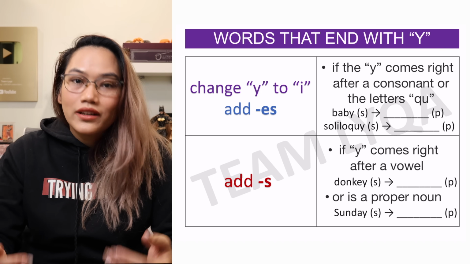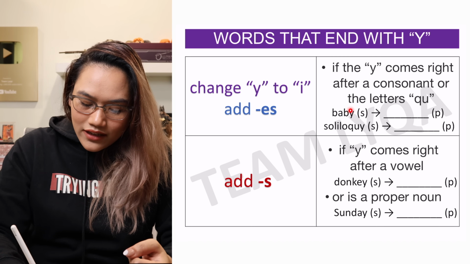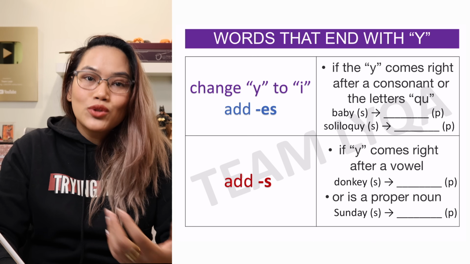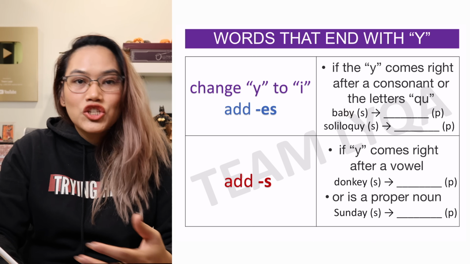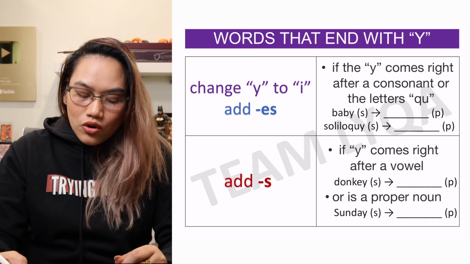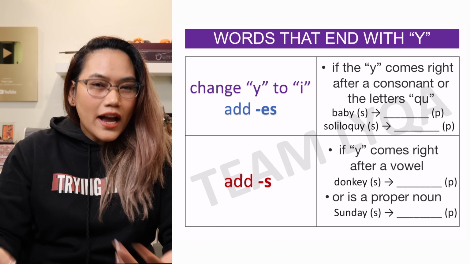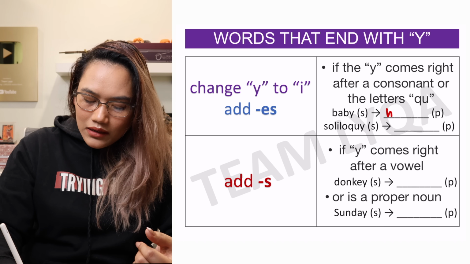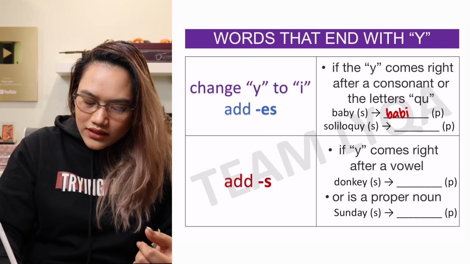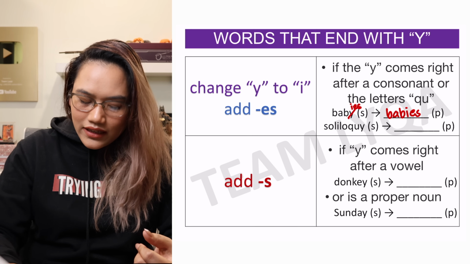And in this case, that also includes Q, U. So, if you have a word like baby that ends with a Y, and what comes before it is B, which is not a vowel, a consonant letter, we follow the rule that you change Y to I and add ES. So the plural form of baby is babies. Again, you change Y to I and add ES.